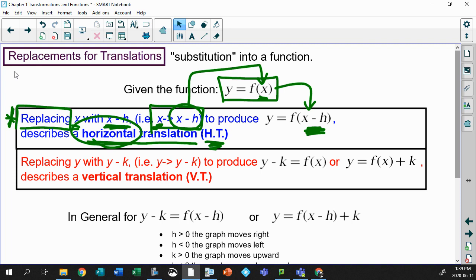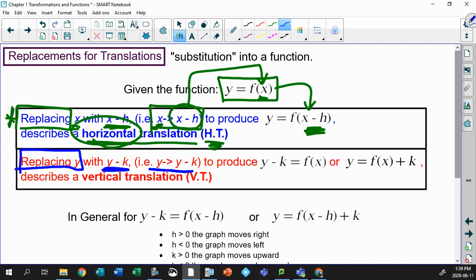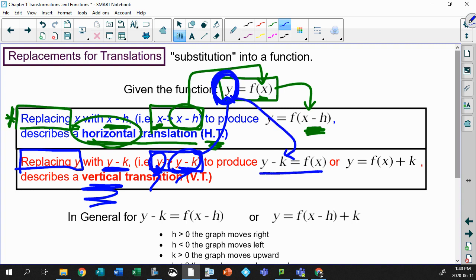Well, does the same thing work with the y's? Well, of course it does. I'm going to replace the y now with y minus k. And there's the notation for it. Take the y, replace it with y minus k. Now, being that it's a y, you know this is going to be a vertical translation. So watch what happens. Take this y, make it y minus k. I'm going to put it back in the original function, replace that y with y minus k, and that's what it's going to look like.